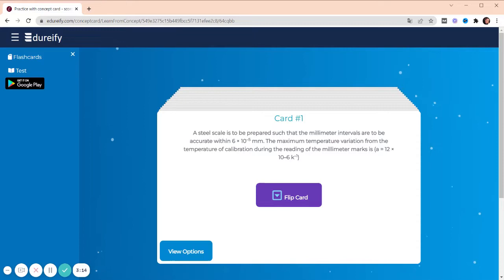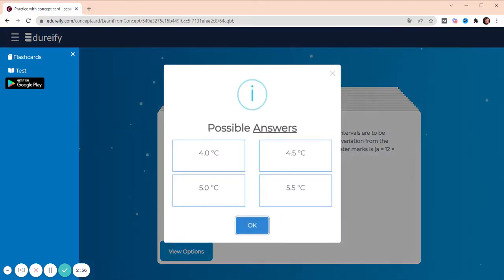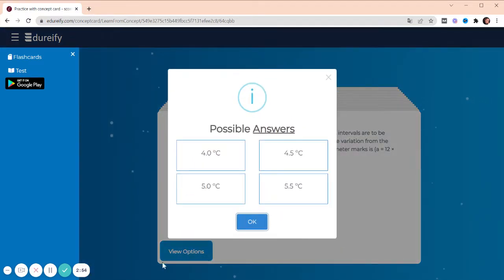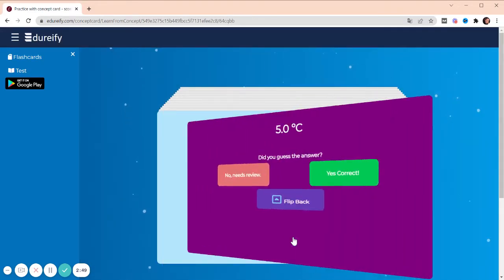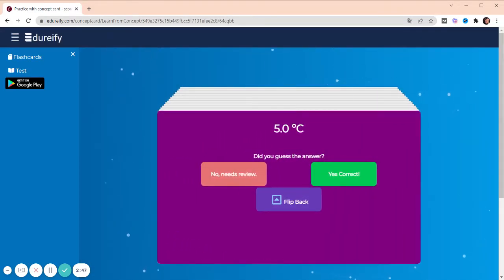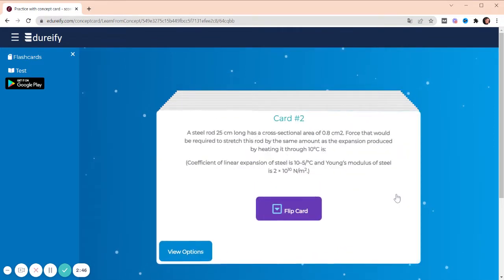A steel scale is to be prepared such that the millimeter intervals are to be accurate within 6 × 10^-5 mm. The maximum temperature variation from the temperature of calibration during the reading of the millimeter marks is this. So what are the possible answers? Let's see. Let's check what's the right answer. Just flip the card. It's 5.0 degrees Celsius.